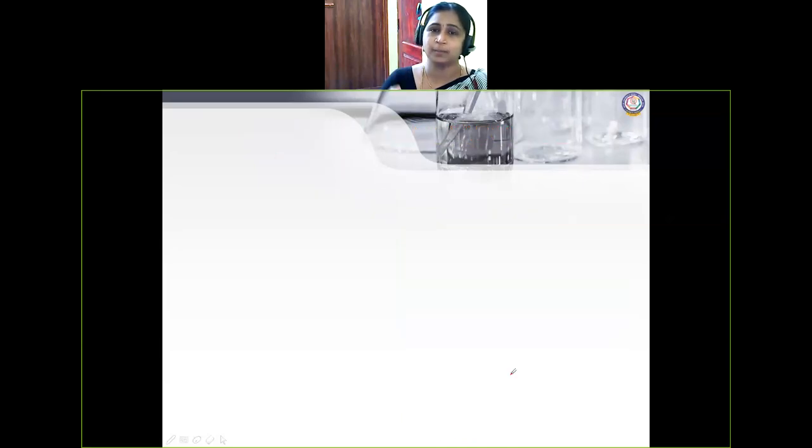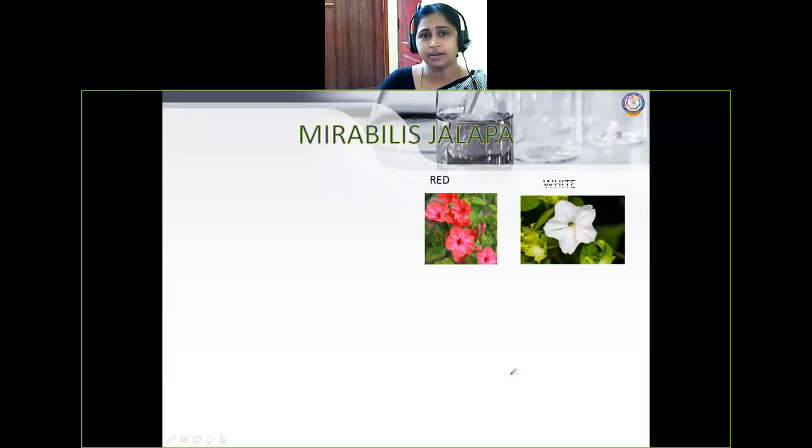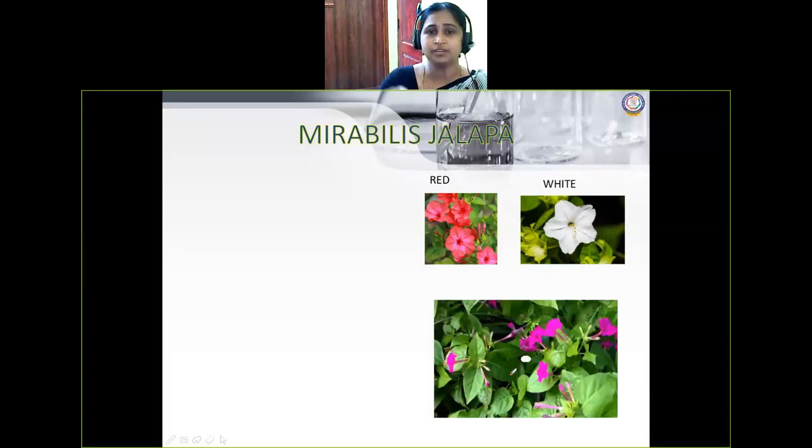Our well-known example, what is there in our textbook, we'll see. It is nothing but Mirabilis jalapa, otherwise called 4 o'clock plant. You can see the flower color, red color, another one pink color, another one white color. I'll show you the pink color also. You can see here the combination. So parental type, these two are all parental type. We'll keep this as a male and this as a female.